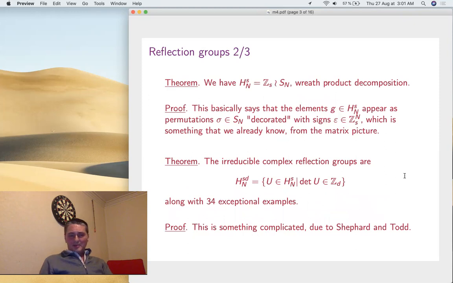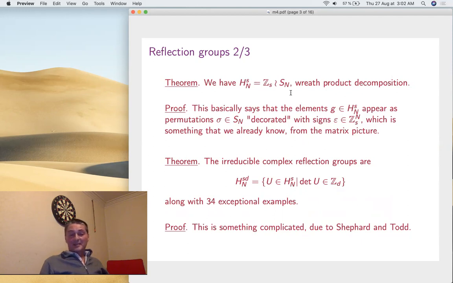So what's the theory about all these things? Let me tell you a bit without proofs. I mean, these are interesting things. It's good to know them. If you're interested, you can learn them later. So first of all, we know that H_n^s is S_n decorated by roots of unity. And in algebra, this means that you have a crossed product decomposition, Z_s, and then this sign, which is called the wreath product, S_n. So that's something that we know. Let's say basically it's an algebraic formulation for this thing that you can see on the matrices.